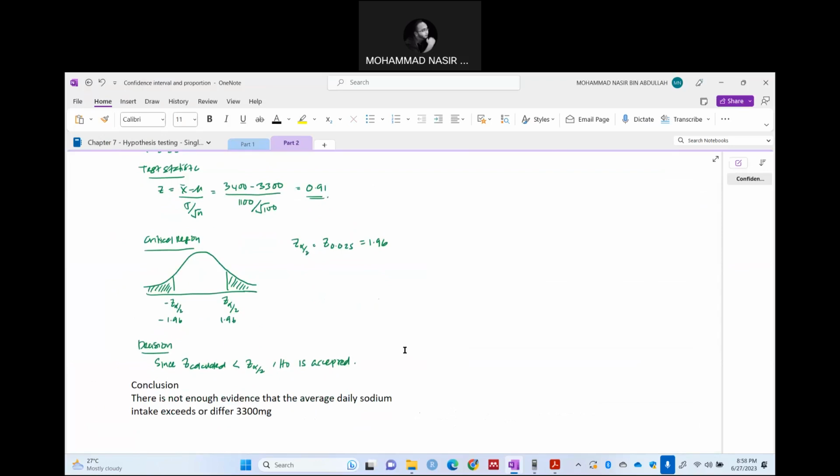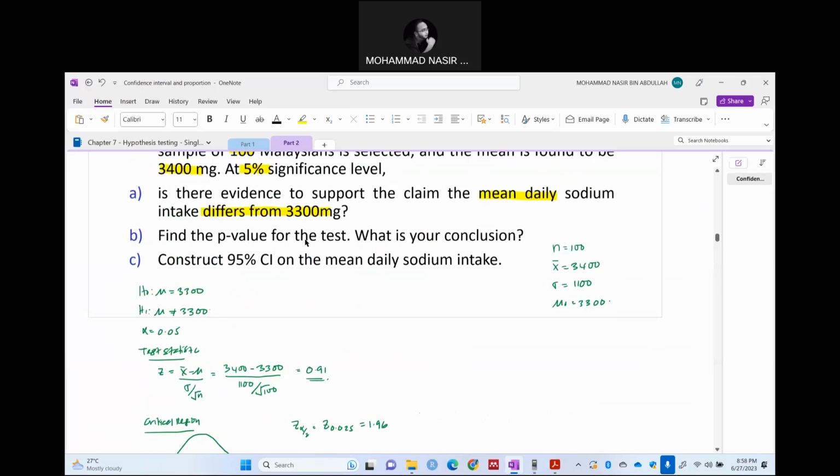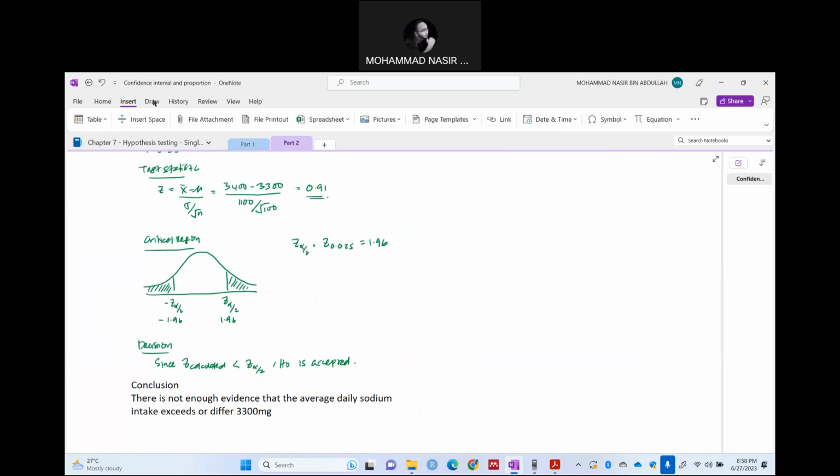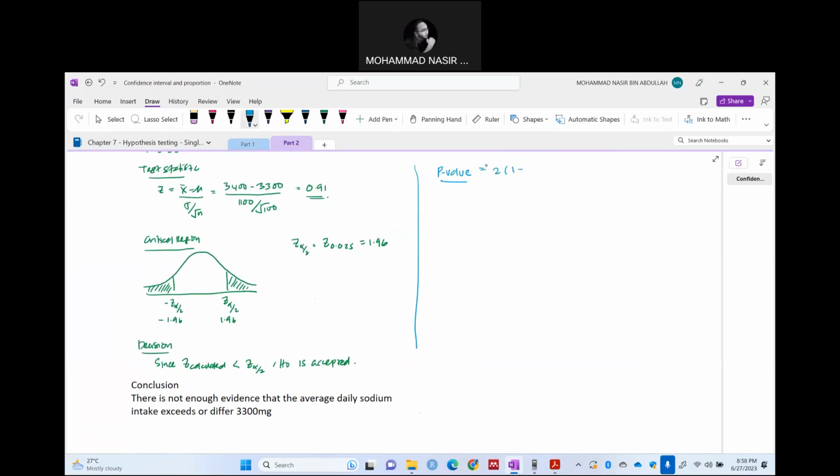Right. For the second question, find the p-value for the test. What is your conclusion? Right. So this is a two-tail test. So for a two-tail test, the p-value is 2 multiplied with 1 minus probability of Z less than the absolute Z calculated. So this one should be 2 times 1 minus probability of Z less than 0.91.